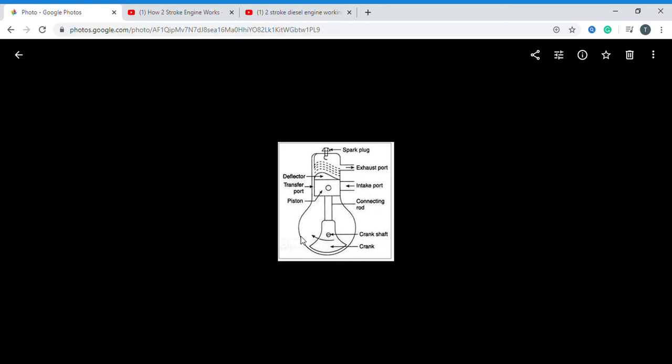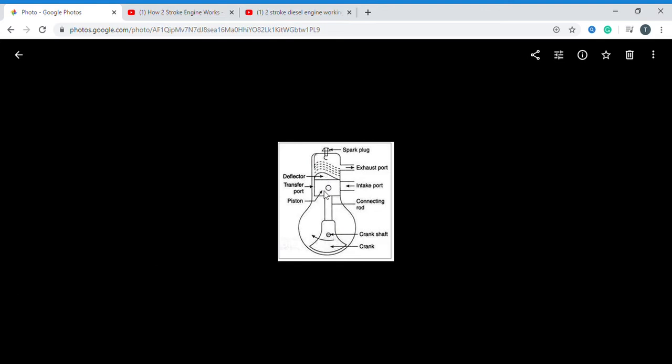The second difference is that there we are using inlet and exhaust valves. Here we are not using valves; instead of valves, we are using ports. These ports are three: intake port, exhaust port, and transfer port. This is the transfer port. Another important difference is that above the piston we have the deflector in the two-stroke engine, but there we don't have the deflector. Okay, right. Now first we'll see the working of the two-stroke petrol engine.